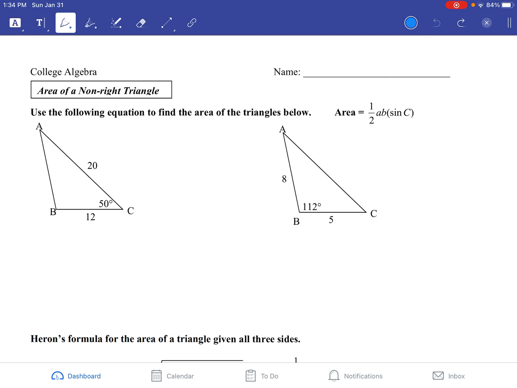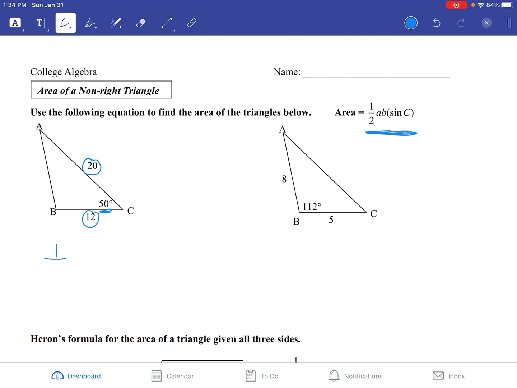Okay? In the first section, the area formula is 1/2 times 2 sides times the sine of the angle. You'll notice in both these problems, we're given 2 sides and an angle right between the 2 sides. If that's the case, you're going to use this particular formula. It's very simple and straightforward. You just put the stuff in the formula and put it in your calculator and solve.